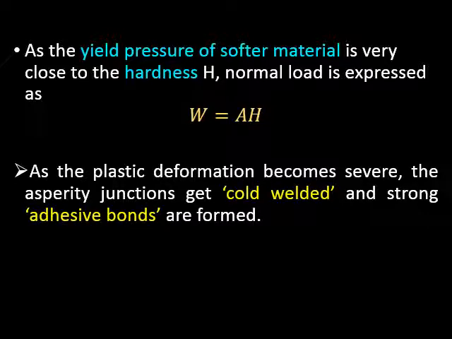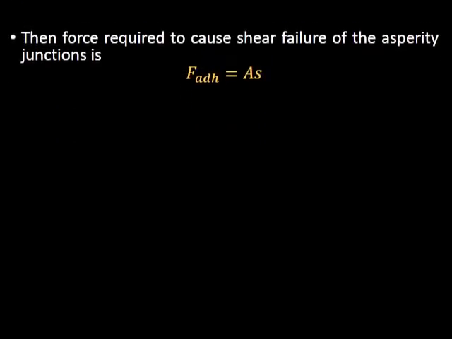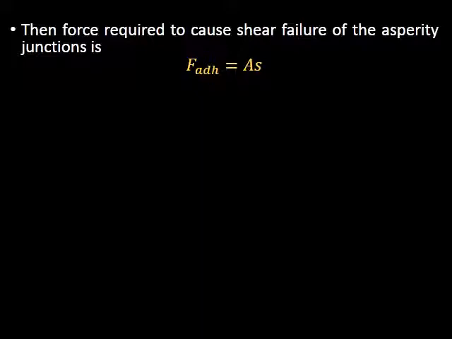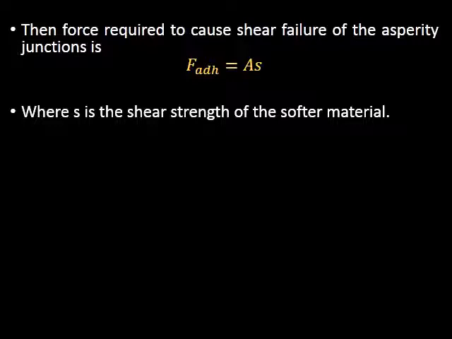As the plastic deformation continues and becomes severe, the asperity junctions get cold welded, and there will be strong adhesive bonds formed at those junctions, and the force required to cause shear failure of these asperity junctions can be given by F_adh, where adh refers to adhesion, equal to the product of the area A and S, where S refers to the shear strength of the softer material.